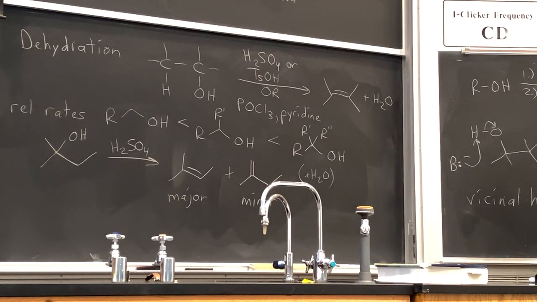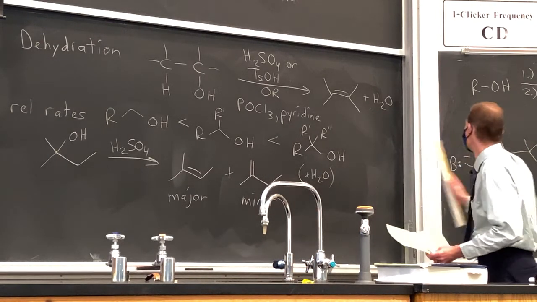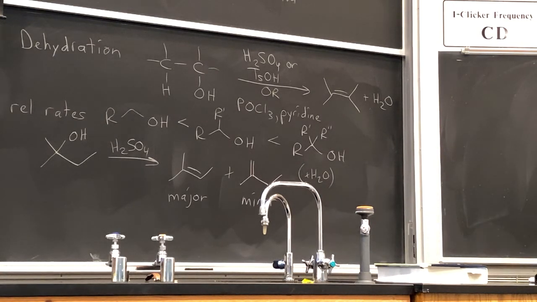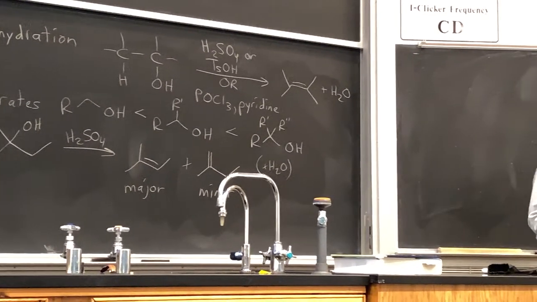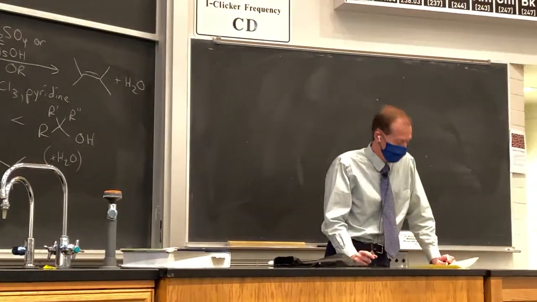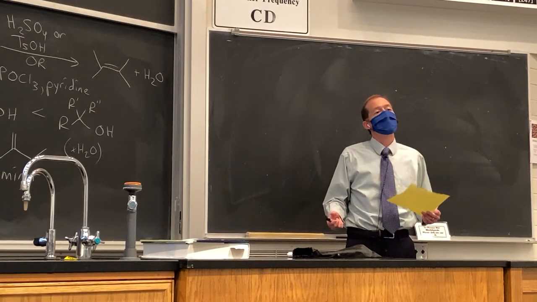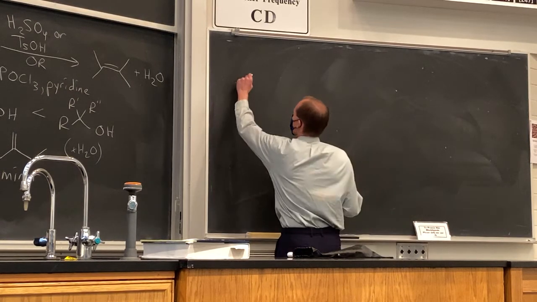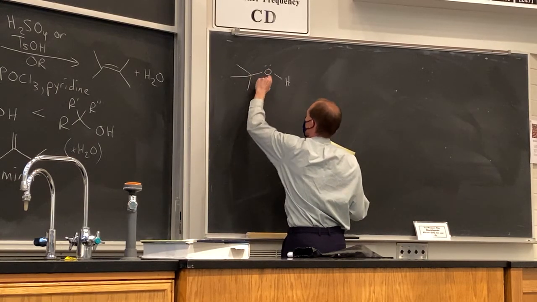Okay? So we need to come up with a mechanism that will be consistent with the data that we have here on the board. Now, the tricky thing about dehydrations is the mechanism is going to differ depending on the type of alcohol you are using. If we have a secondary or tertiary alcohol, it is going to be an E1 mechanism. So we'll draw that one first. Let's start with the tertiary alcohol, tert-butyl alcohol.